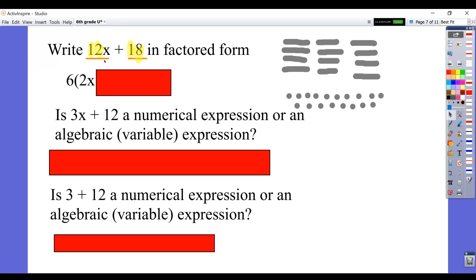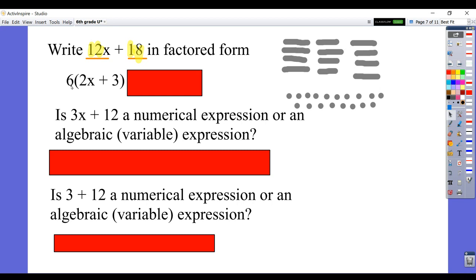Each group's going to contain some x tiles and some unit tiles. So we make 6 groups of those, what will be in each group? And of course, 18 divided by 6 means each group would contain 3 unit tiles. So the idea is if we had 12x plus 18, what is the largest number of groups we could make that contain x tiles and unit tiles and evenly divide them up? And that would be 6.